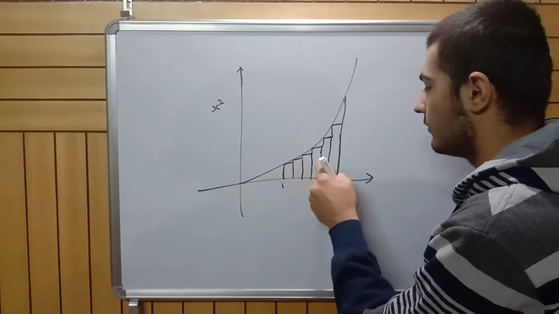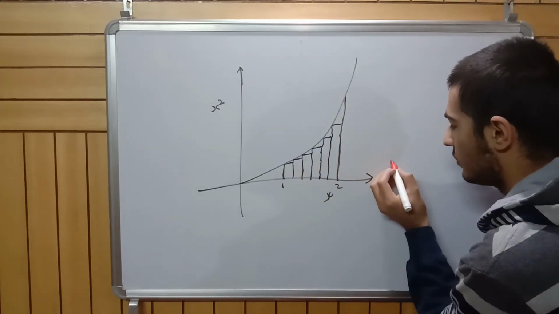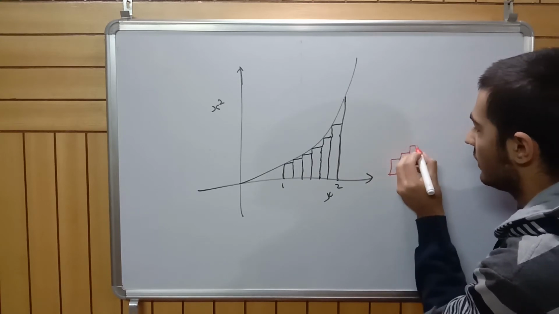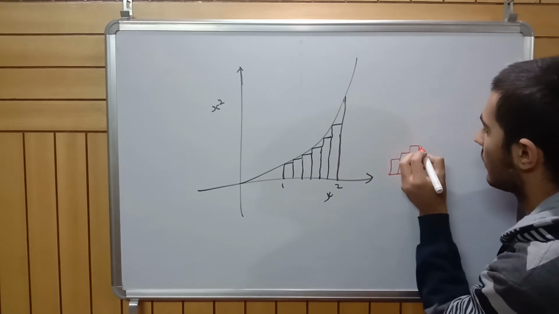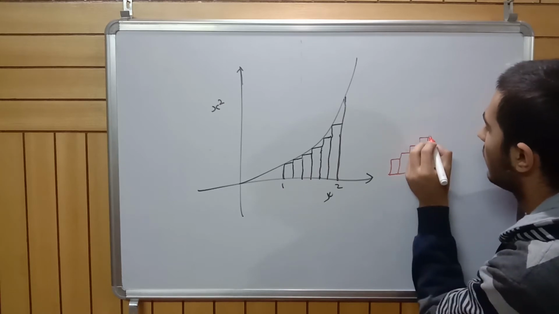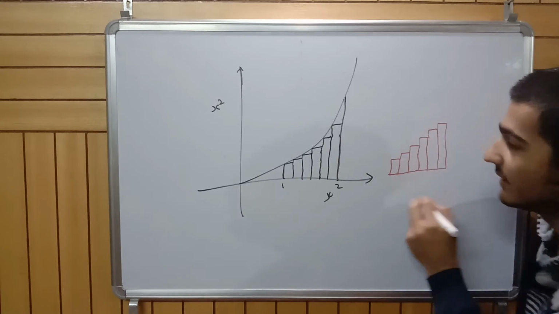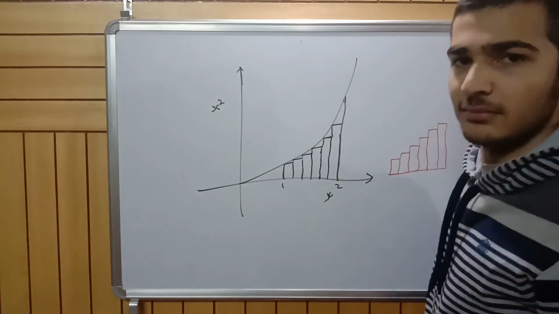I have 1, 2, 3, 4, 5, 6 rectangles. I'll try to replicate them. 3, 4, 5, 6. Right? So I try to make them pretty similar.